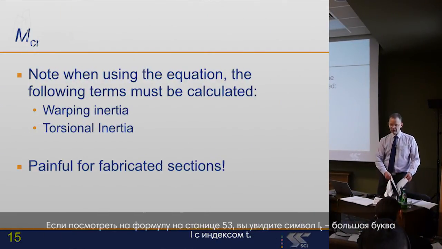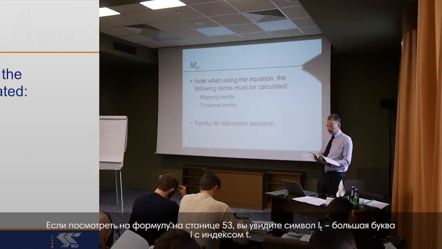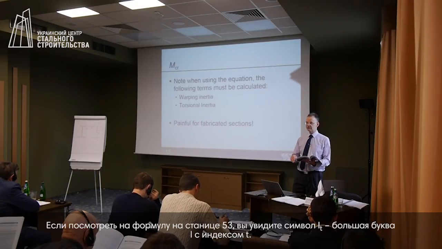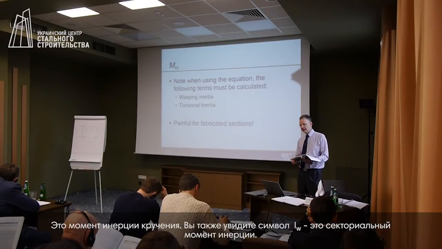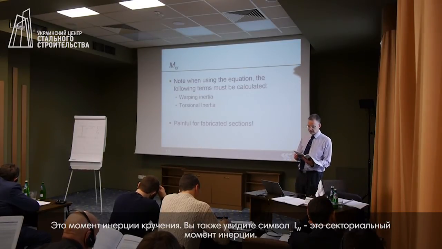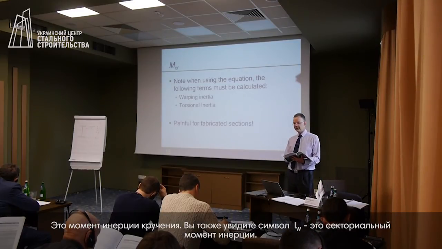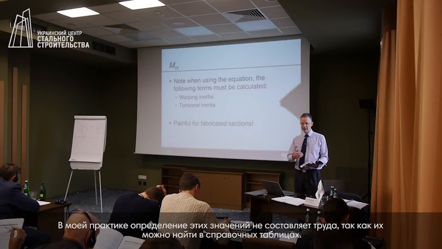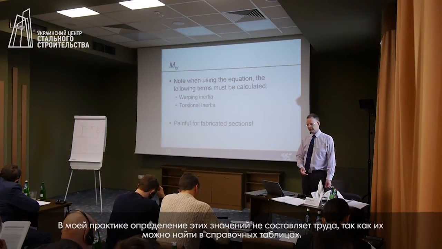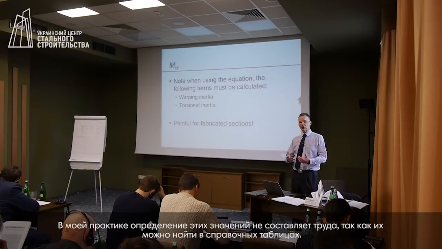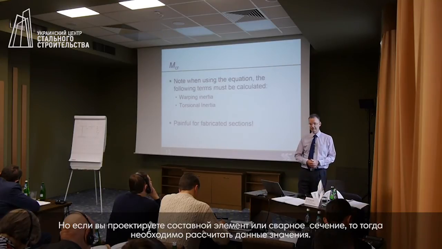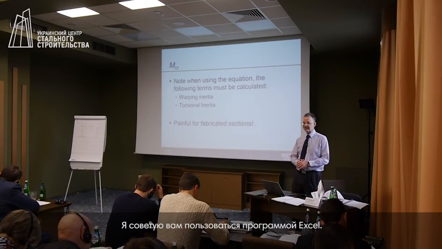And you can see that it is a simple form of the general expression. If you look at the formula on page 53, you will see the term IT, capital I, subscript T. That's the torsional inertia. You will also see the term IW. That's the warping inertia. In my world, those two terms are easy because they are found in lookup tables. But if you are designing a plate girder or a member fabricated from pieces of plate, you will need to calculate those. So I recommend that you use Excel.